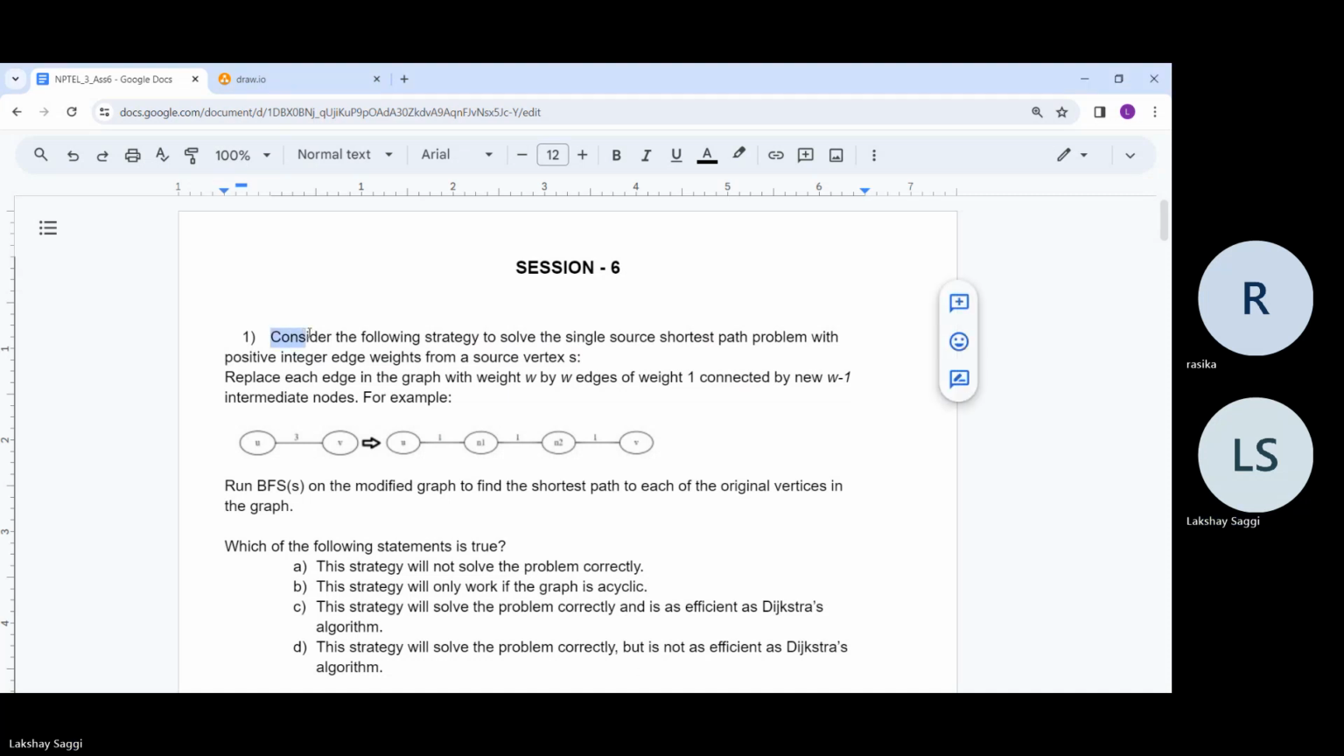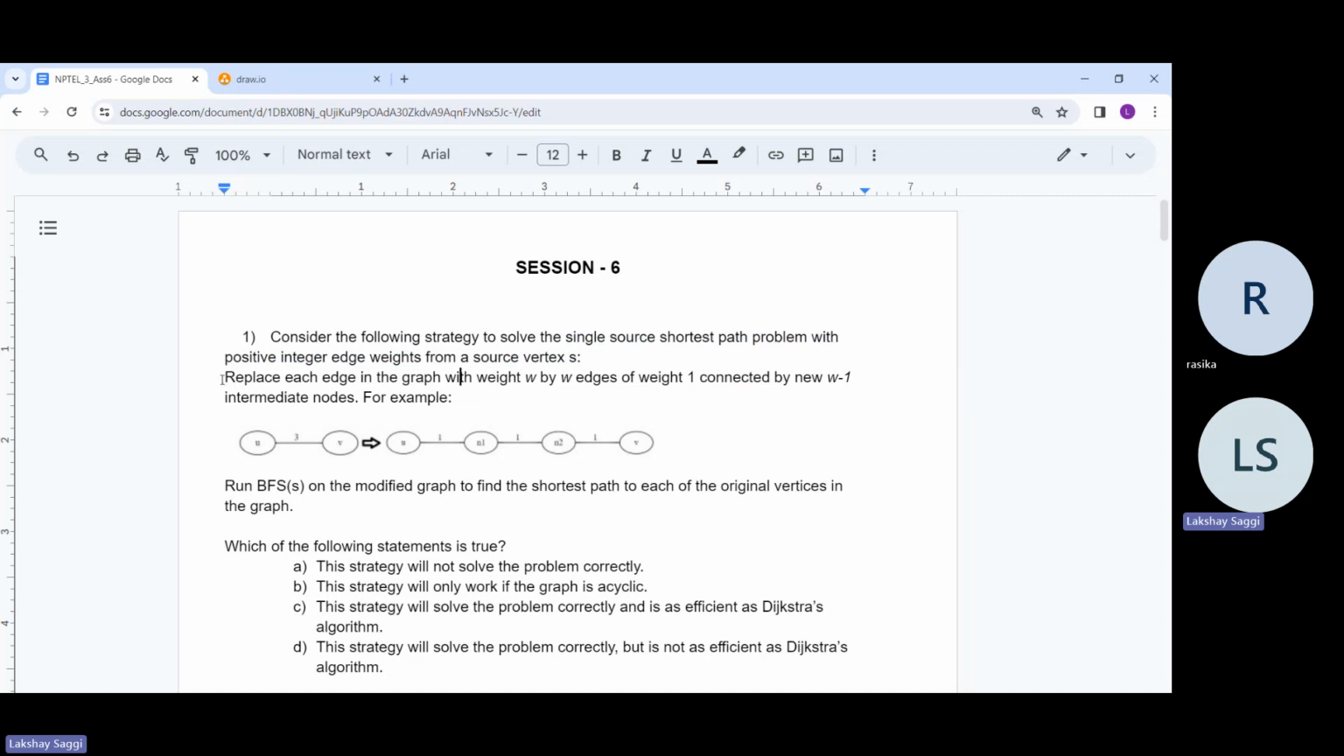So the first problem is: consider the following strategy to solve the single source shortest path problem with positive integer edge weights from a source vertex S. The problem is to find the shortest paths from a single source, and we are given positive integer edge weights. So every edge has a positive integral weight, and we have a fixed source vertex S.